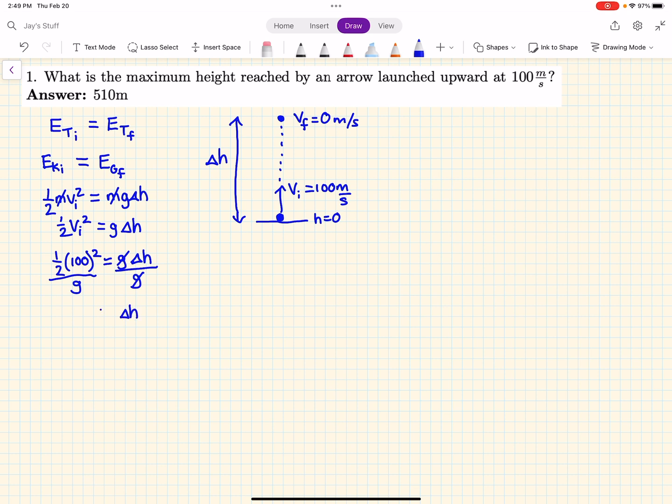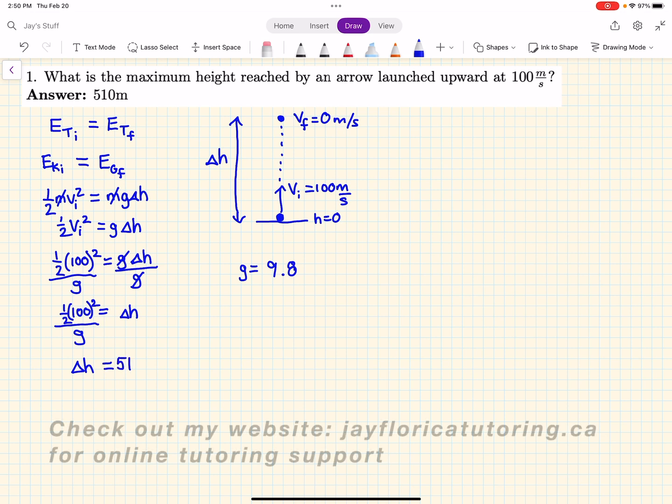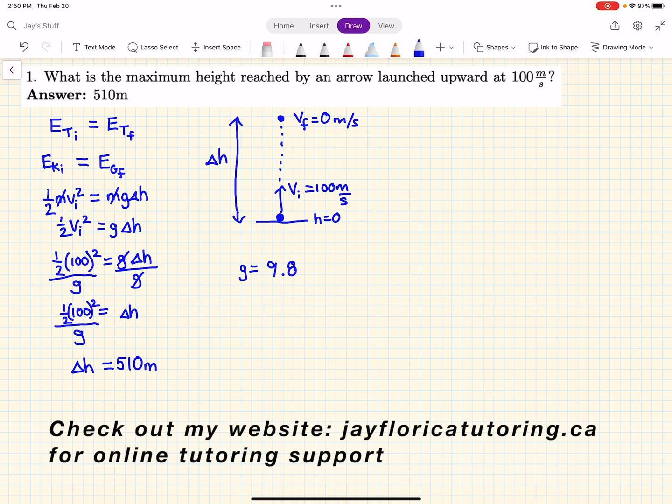We'll be left with delta H equals 1/2 times 100 squared, all divided by g. And g, of course, equals 9.8. And if you crunch those numbers, you will get 510 meters, which is the max height reached by the arrow if it's launched upwards at 100 meters per second.